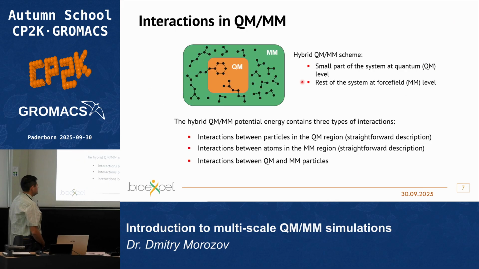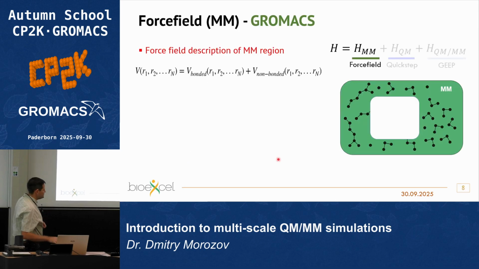Okay, so now let's see what kind of interactions you would need to describe in order to make this QMMM interface happen. As I said already, we have this hybrid scheme where a small part is QM and the rest is calculated with the MM force field. So we will have three types of interactions on the highest level. We have interactions between particles in the QM region, interactions between the atoms in the MM region, and then interactions between QM and MM. For the first two, it's pretty straightforward.